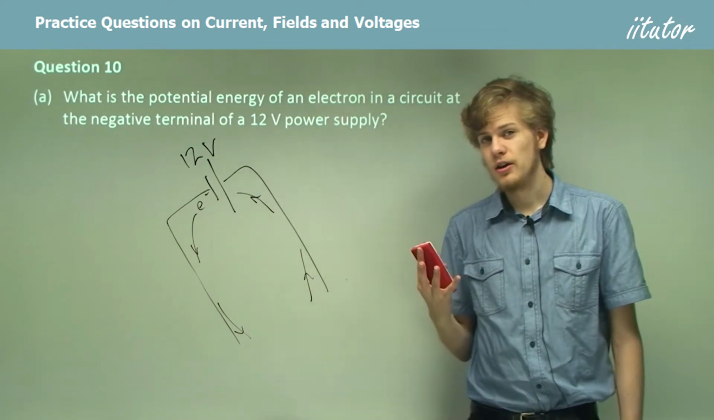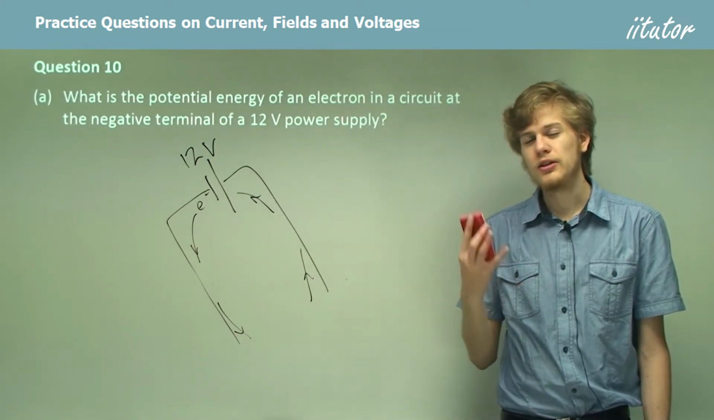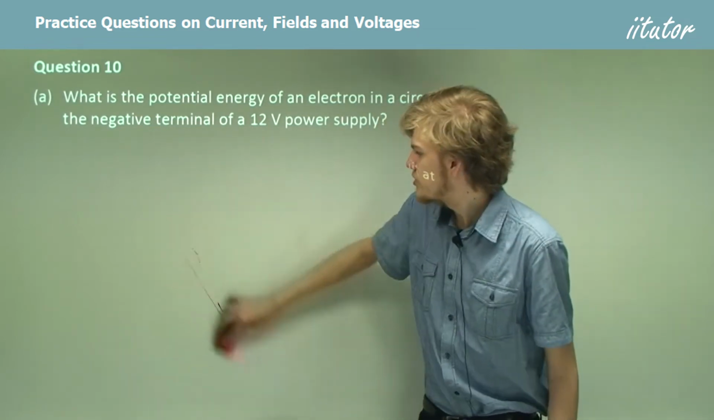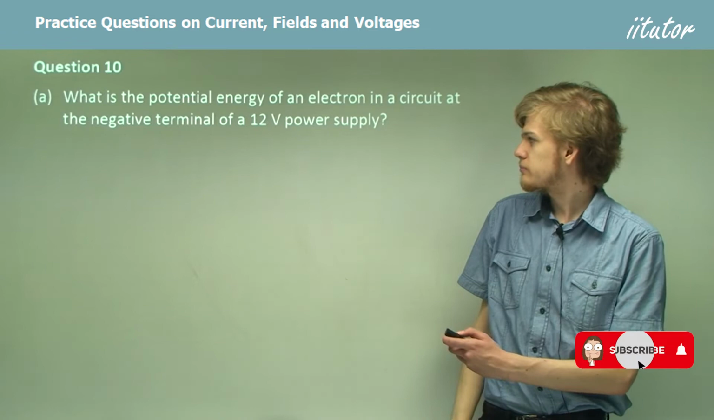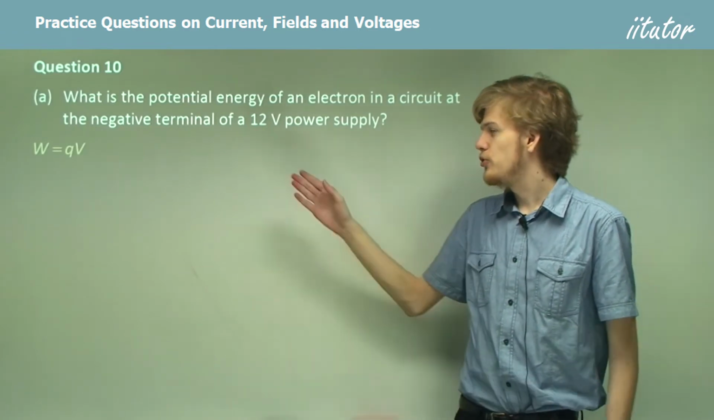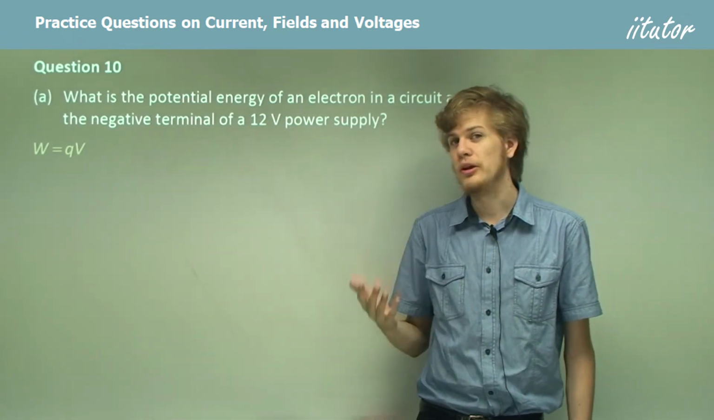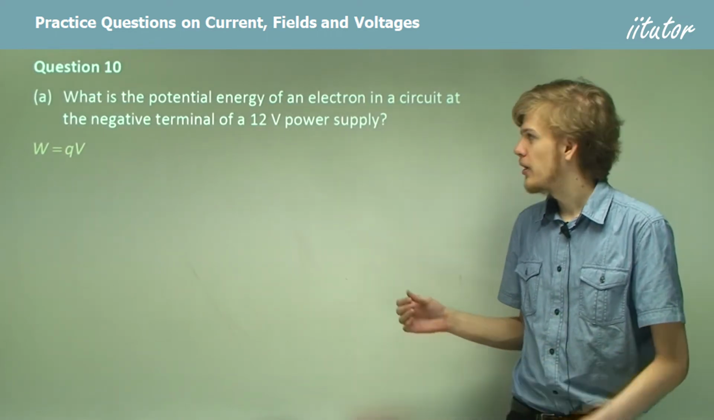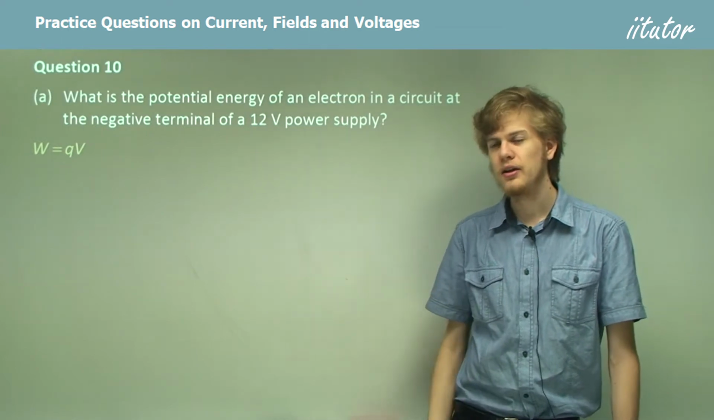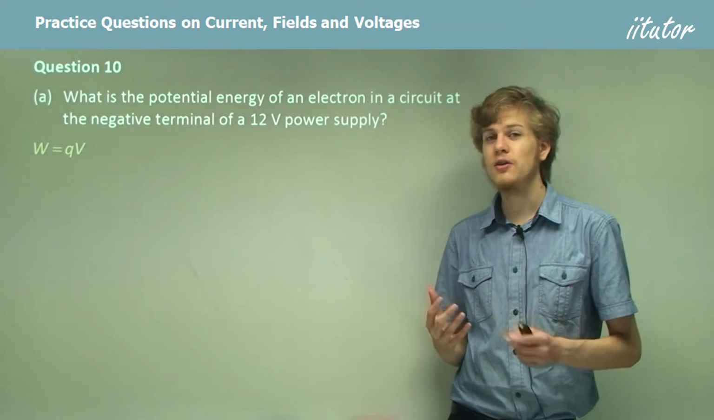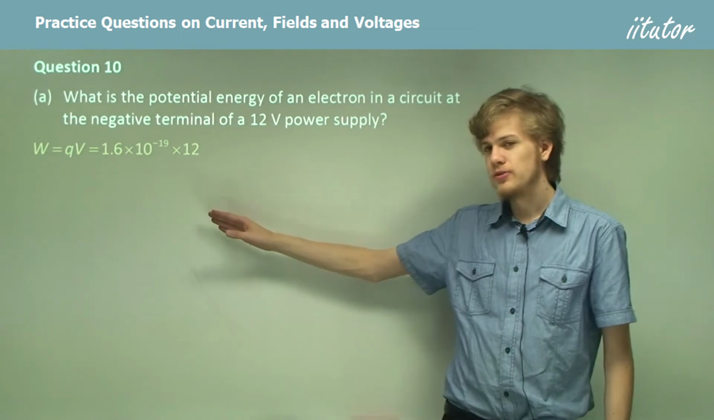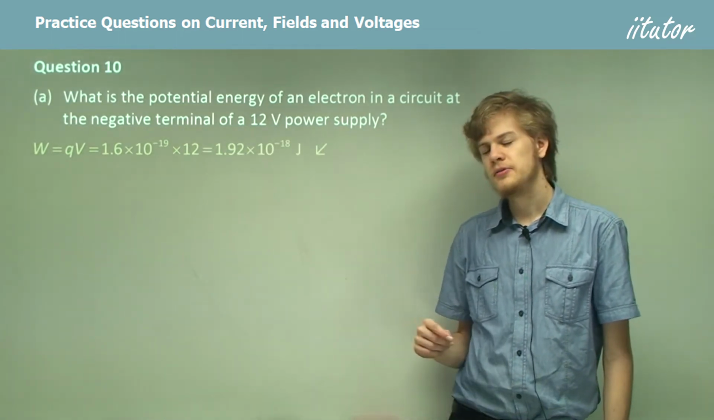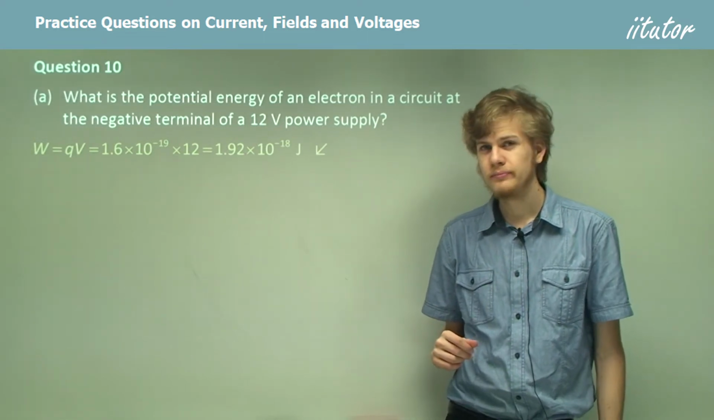In order to figure this out, we're going to have to use our equation relating voltage and potential energy and charge. So let's start by writing down the equation. W equals QV, right? Simple rearrangement. Substituting Q, the charge of an electron, and V, the voltage of the power supply, we get a measure of the potential energy of that electron. So charge of the electron times 12 gives us 1.92 times 10 to the minus 18 joules.